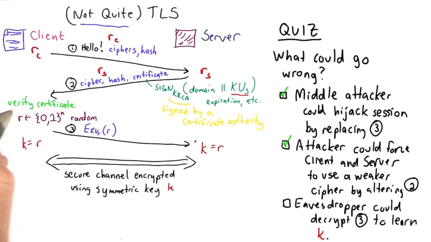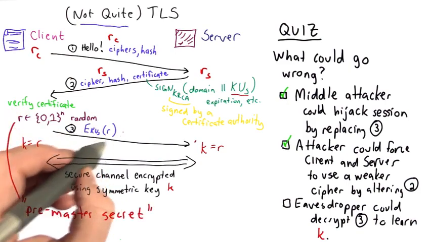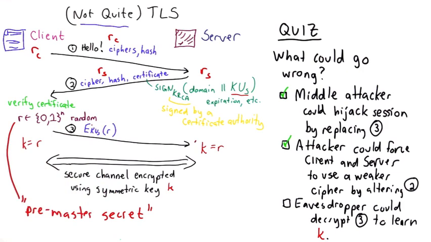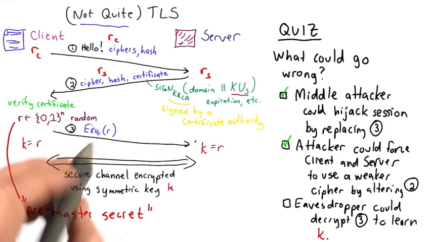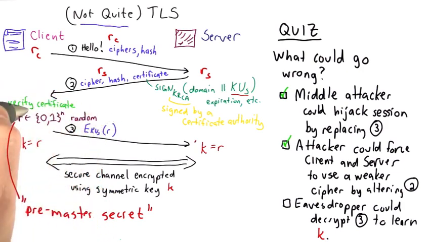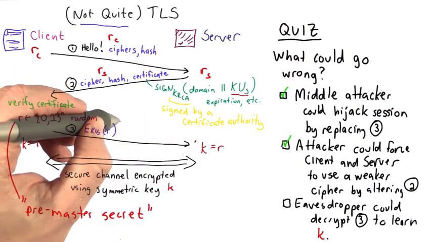This value will still be created. This is what's called the pre-master secret. What we're going to send here is going to include a little extra information. It's still going to include R, the pre-master secret. We need to share that with the server. We're going to pad this.